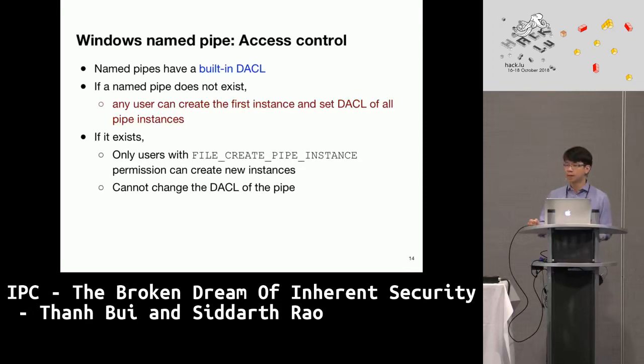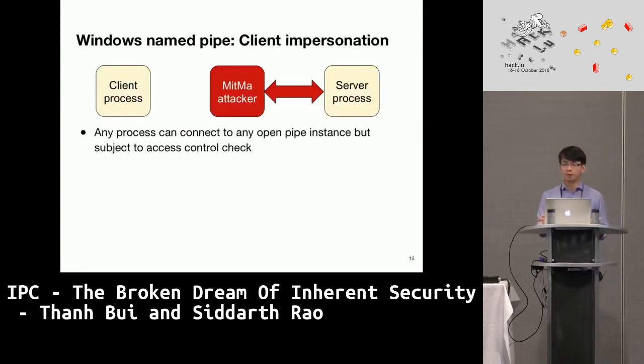However, if the pipe does exist, only those users with the create pipe instance permission can create a new one, and they cannot change the access control list of the pipe anymore. So, does having access control stop named pipes from being vulnerable to MITM attacks? Unfortunately, no. Similar to network sockets, the MITM attacker can perform client impersonation by simply connecting to any open pipe instance.